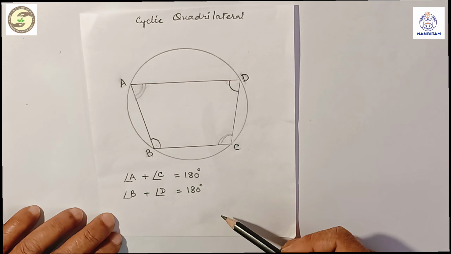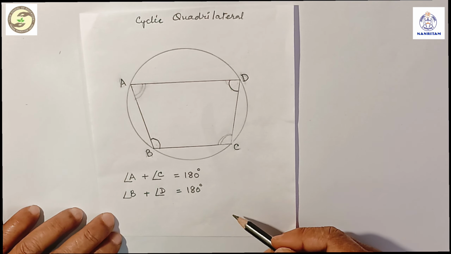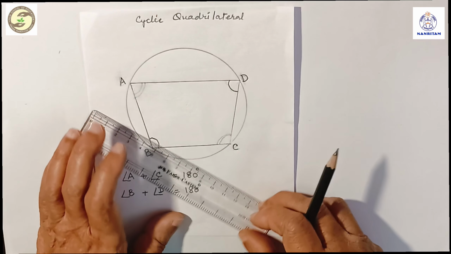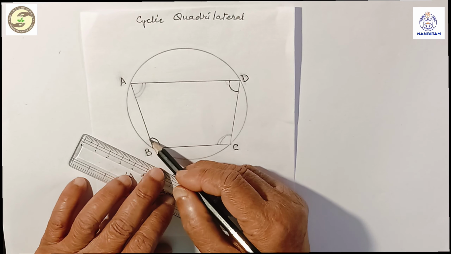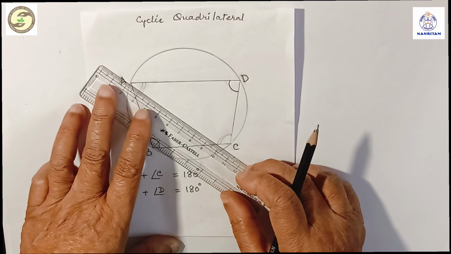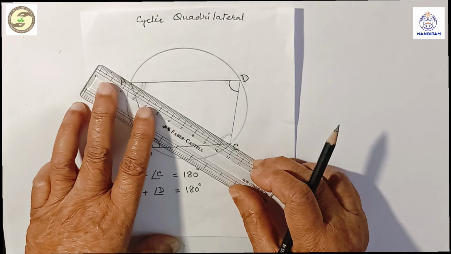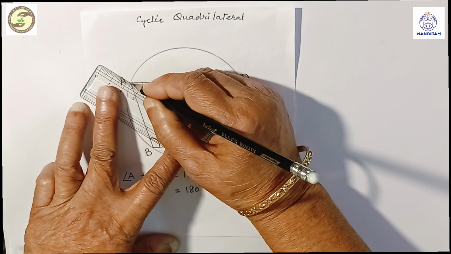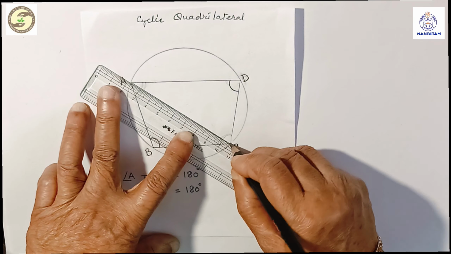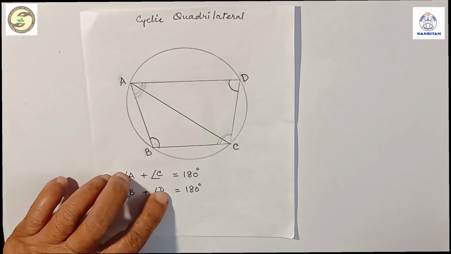To do that, we shall use the angle sum property of a triangle. We know that the sum of the angles of a triangle is 180 degrees. We are focusing on the angles B and D to start with. So we join vertex A with vertex C to make a triangle.